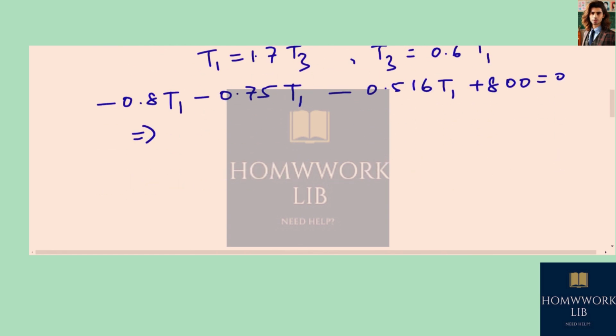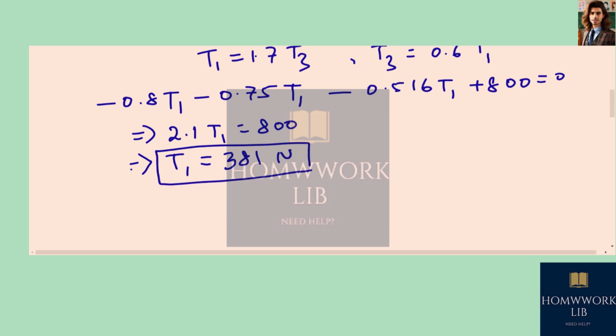So solving this here, we add all the coefficients of this T1. That comes out to be 2.06. So we'll again take the approximate 2.1 T1 is equal to 800. So that gets us the value of T1 here as 800 over 2.1. That is 381 newtons approximately.